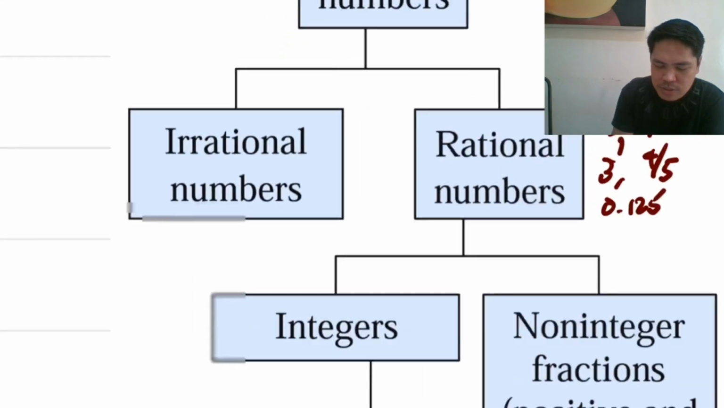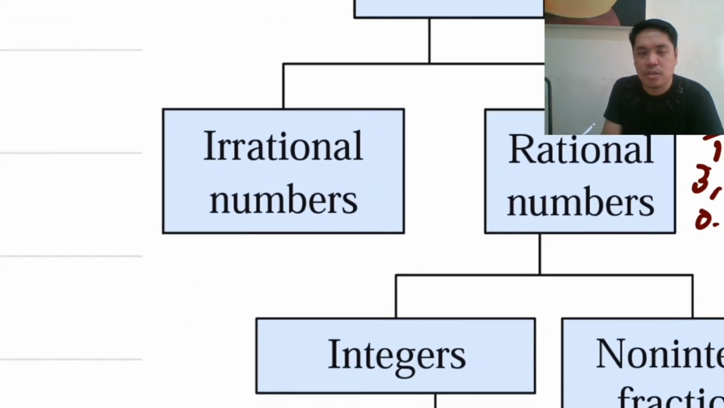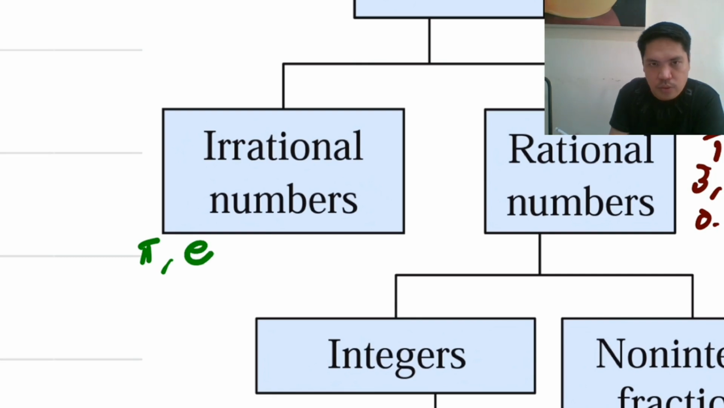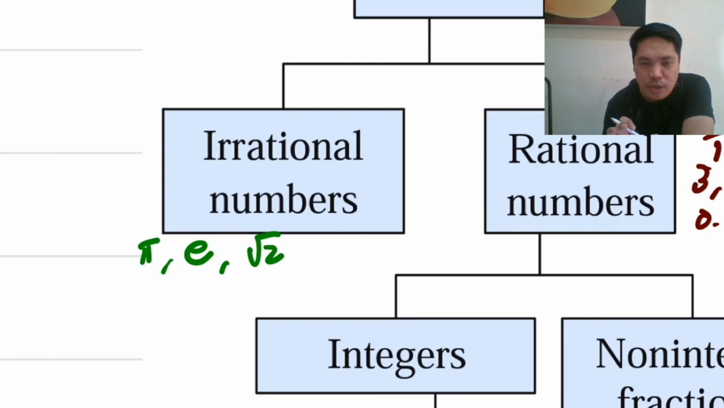How about irrational numbers? These are numbers that cannot be expressed as a ratio. Examples of these numbers are the number pi. Pi is 3.14159 and so on. That's irrational because the decimal digits after the whole number do not end. Also, Euler's number, or e, is an irrational number. Also, the square root of 2, because when you extract the square root of 2, you will not get an exact value. The decimal places just never end.